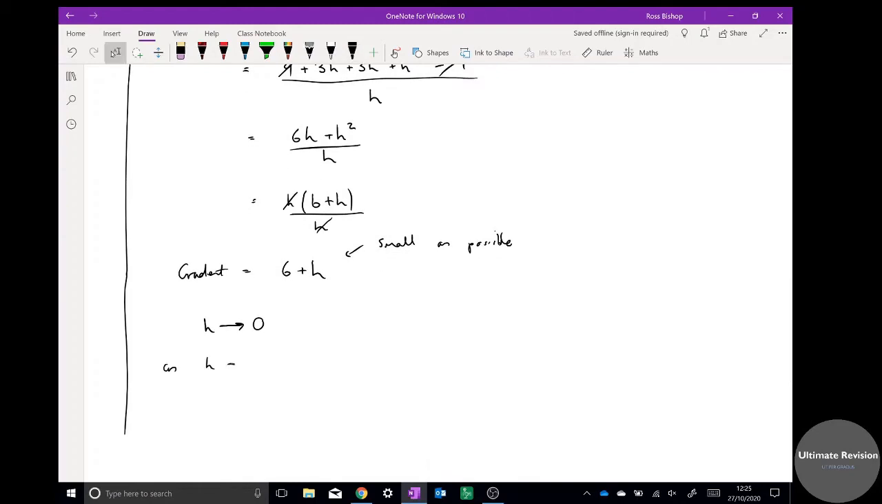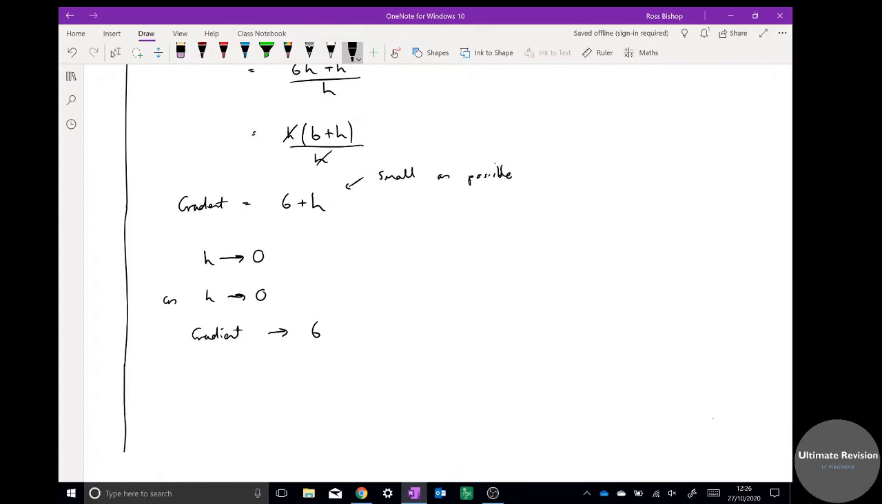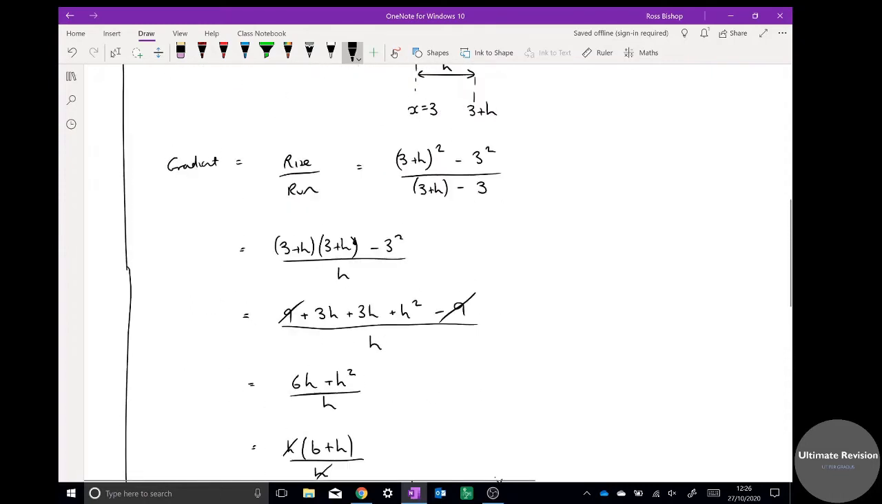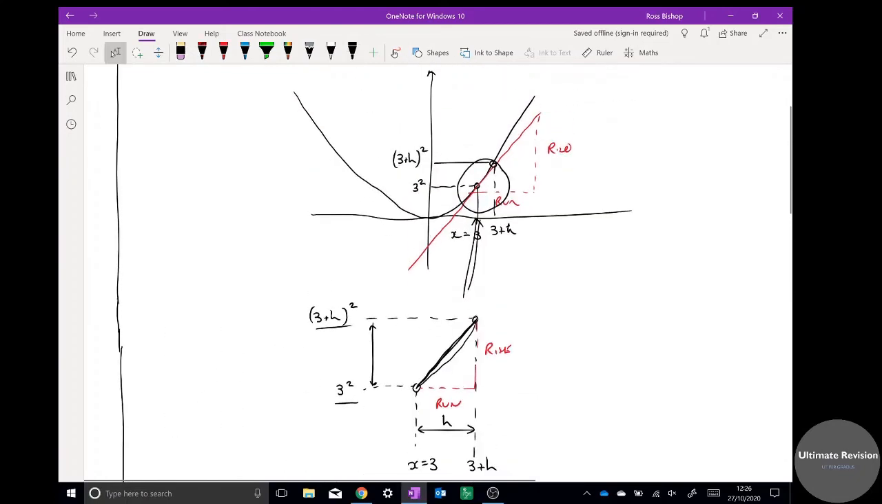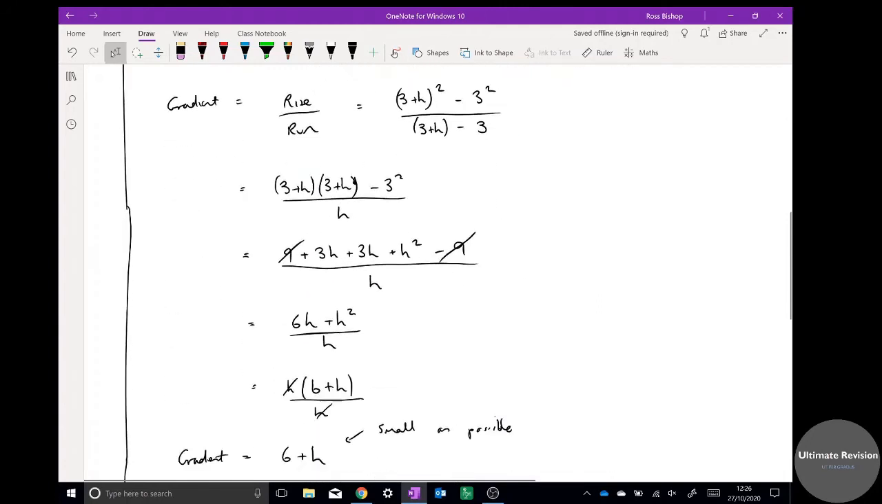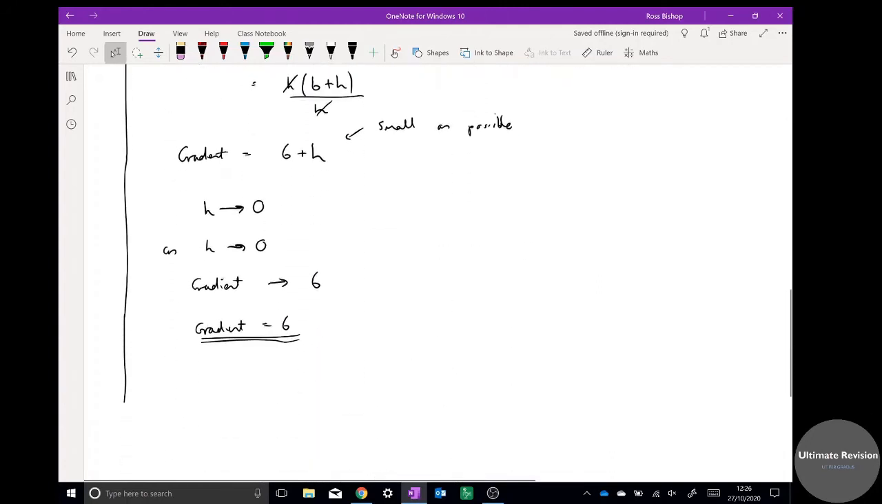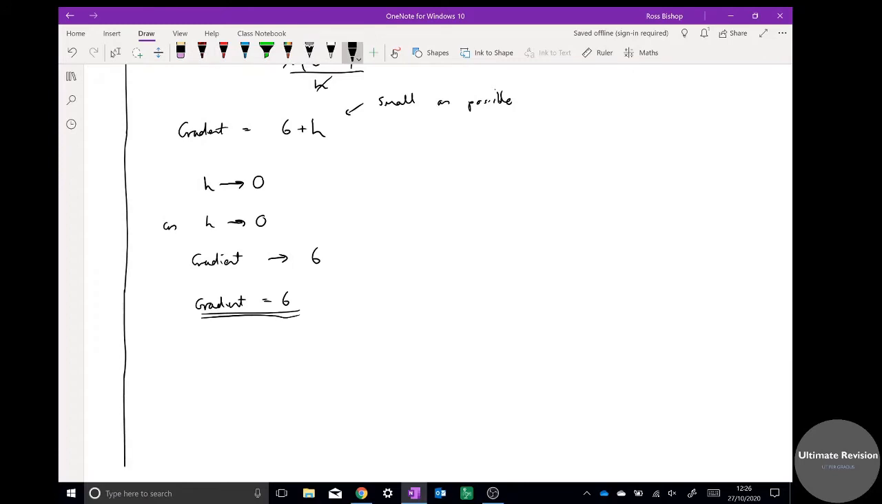And as h tends to 0, the gradient tends to, well, just 6 plus 0. So the gradient tends to 6. And therefore, because h is basically 0, the gradient is going to equal 6. Okay? Now, you might even want to try and sketch this curve out, draw a tangent at x equals 3, and hopefully you'll get a gradient that's about 6. It should be exactly 6, but when you sketch, you should work out that it is 6.